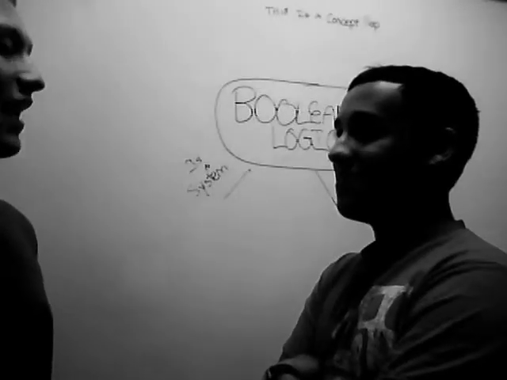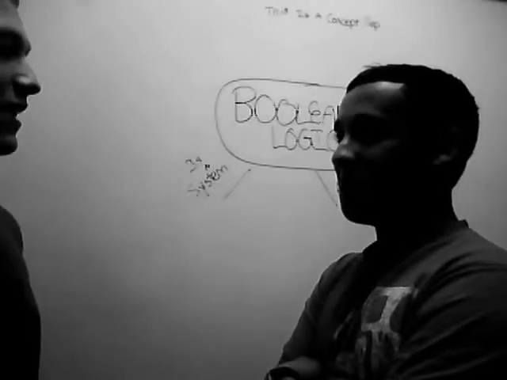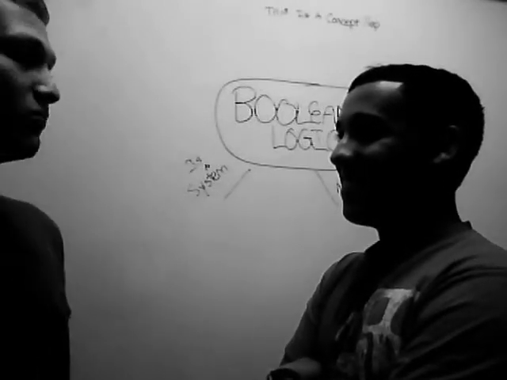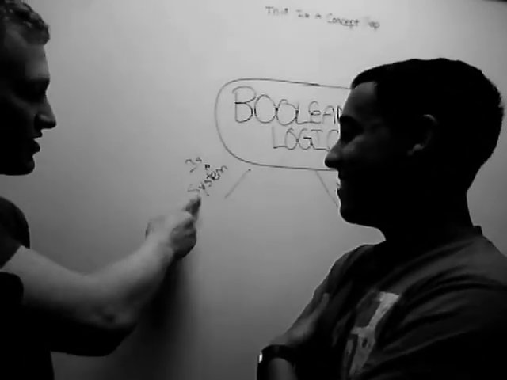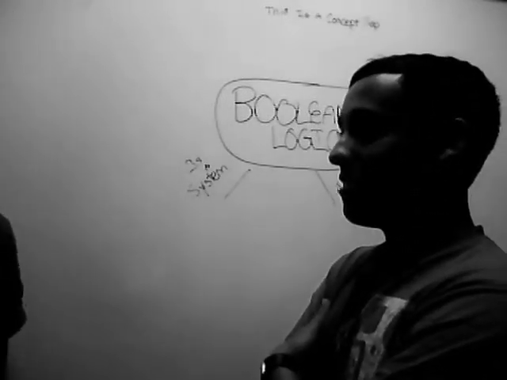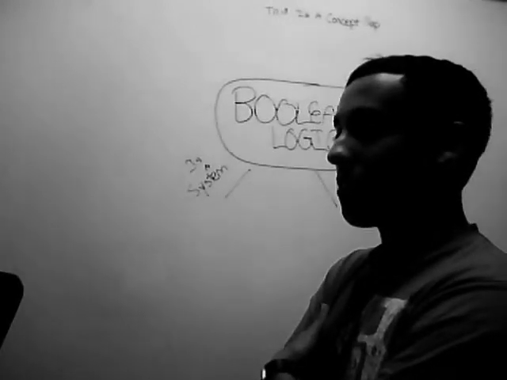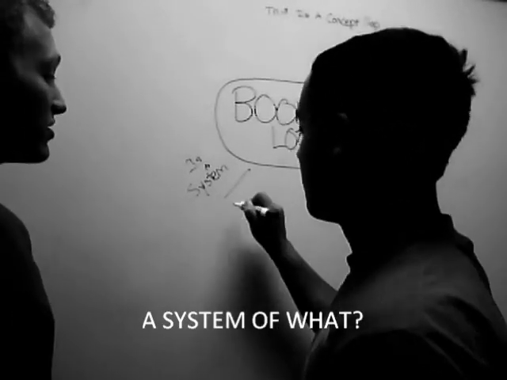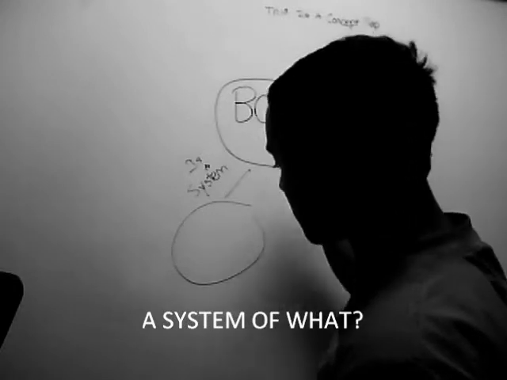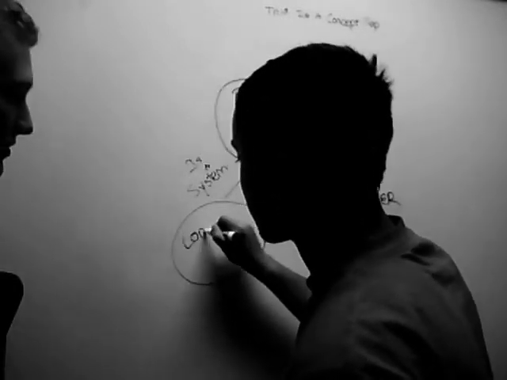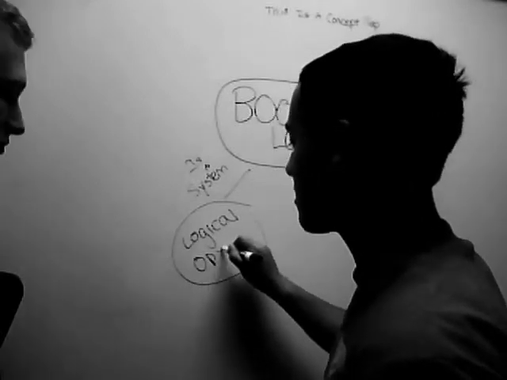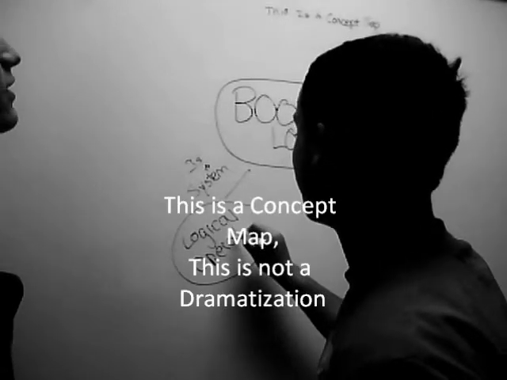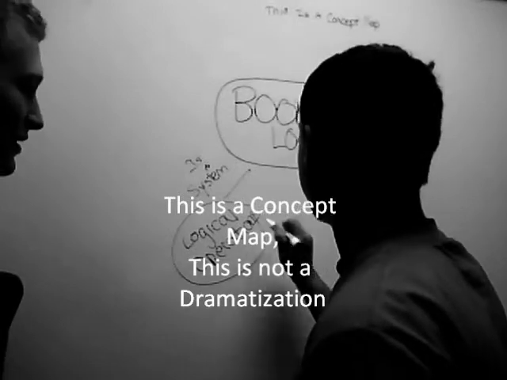Well, hi there. Hi. What's up? Well, concept maps of Boolean logic. What's that? Well, it is a system. Of what? What are we talking about here? A system of logical operations. So we need to add that to whatever this thing is? Yes. What is this thing? This thing is... A concept map? Yeah! Alright, that's cool.